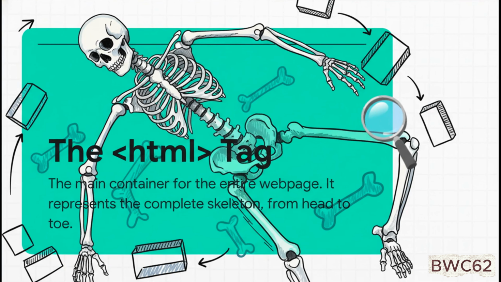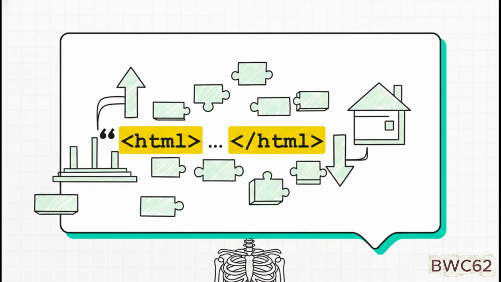First up, you've got the HTML tag. This is the big one. It's like the master container that holds everything else inside it. If you're looking at our skeleton, this tag is the entire thing, from the top of its skull all the way down to its little toe bones. And check this out. This is super important. You see how there's an opening tag and then another one at the end with a little forward slash? That's basically how HTML works. You're just telling the browser, hey, this is where my web page starts, and okay, this is where it all ends.